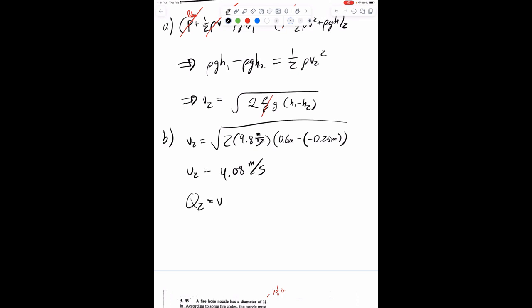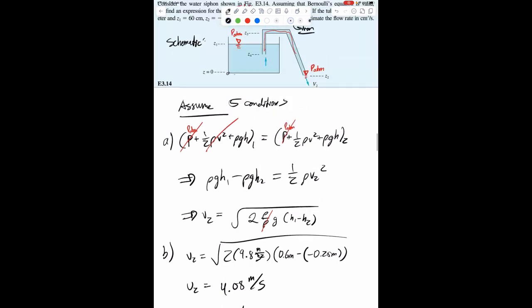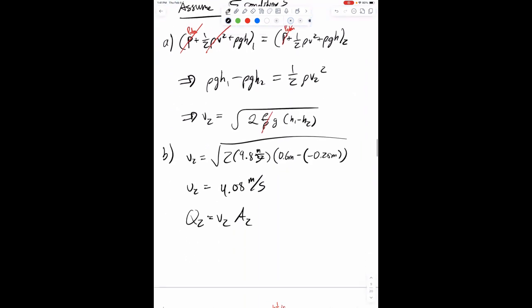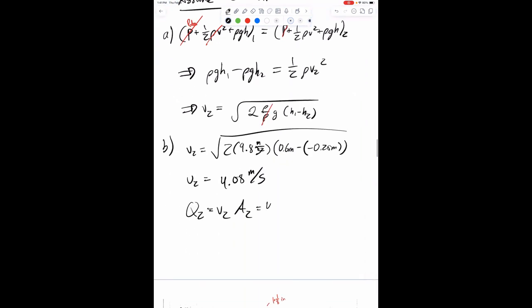So that's the exiting speed, but we want the volumetric flow rate. So there's an extra term, which is the cross-sectional area at the exit of the straw. We're given that the tube diameter is 1 centimeter, so we solve for A2. So 4.08 meters per second times pi over 4 times the diameter squared, so 0.01 meters squared. That gives me 3.21 times 10 to the power of negative 4 cubic meters per second.